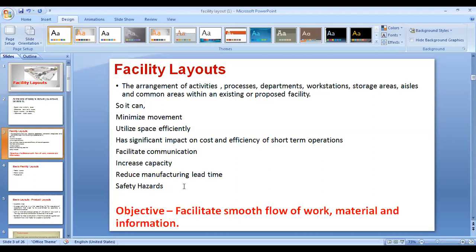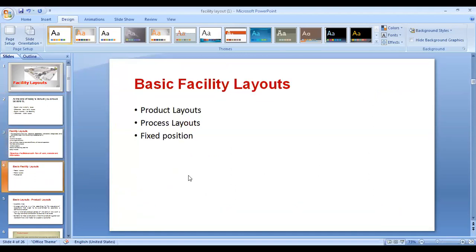And also for safety hazards, these facility layouts play a mandatory role. For safety purposes also, the facility layout is important. So you have to be mindful of the facility layout for the safety purposes of the particular facility you are going to be considering. When discussing facility layouts, there are three basic facility layouts.